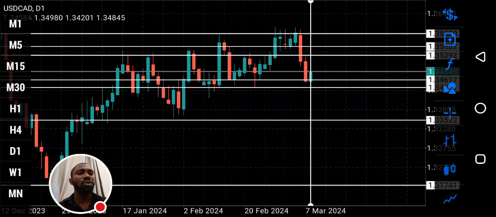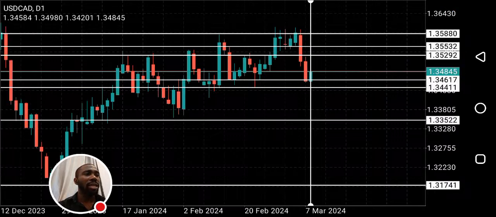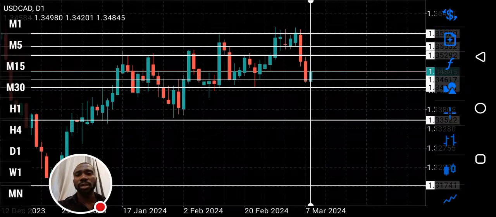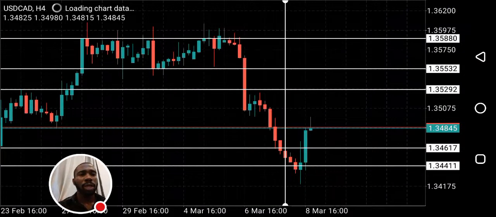So let's go down to 4 hour. If we can identify a bullish reversal pattern on 4 hour, then we should look for buys on USD CAD. So you can see the pattern we have on 4 hour. This is an engulfing pattern too, right?